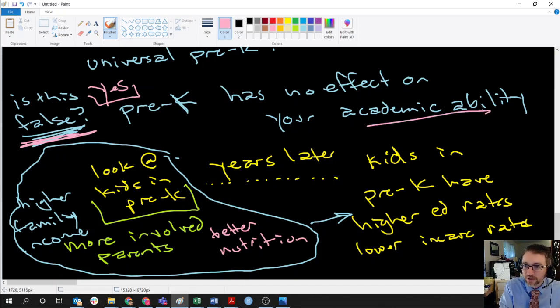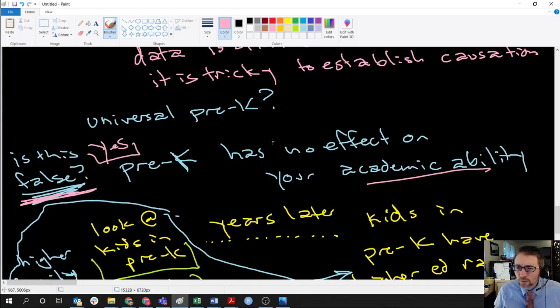The effect it has on your academic ability is not obvious and clear, but it does have an effect, right? It had an effect on the likelihood of taking the SAT, also the likelihood of going to college, also the likelihood of going to prison, right, to going to jail. So it reduced incarceration rates, reduced high school dropout rates, so higher high school graduation rates as well.